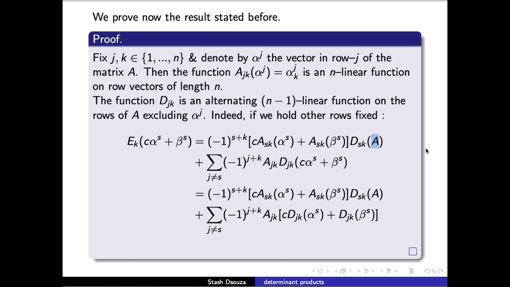to substitute alpha C alpha S plus beta S. But here we are simply finding or picking out the K-th entry in row S of the new matrix A. We already know what row S consists of, that is C alpha S plus beta S. And then picking out the K-th entry is a linear operation. So that is just going to distribute over C alpha S plus beta S in the normal way that linear transformations, or linear functions, do.